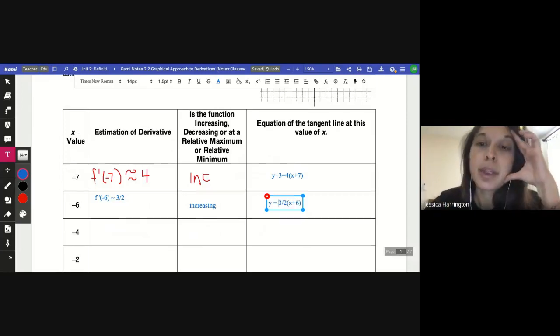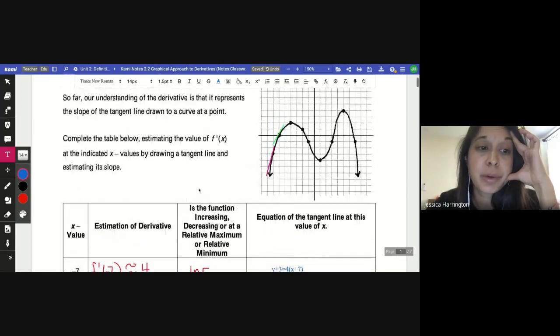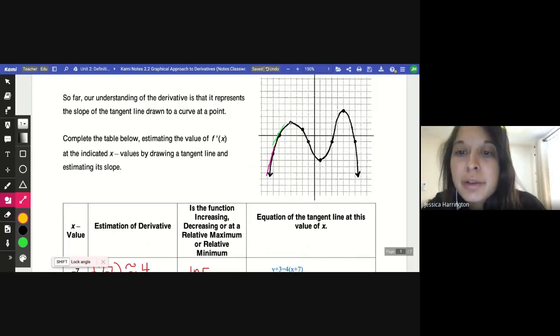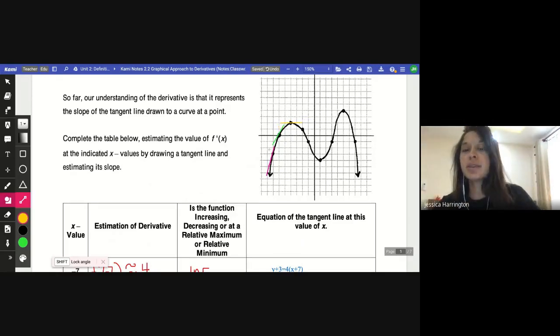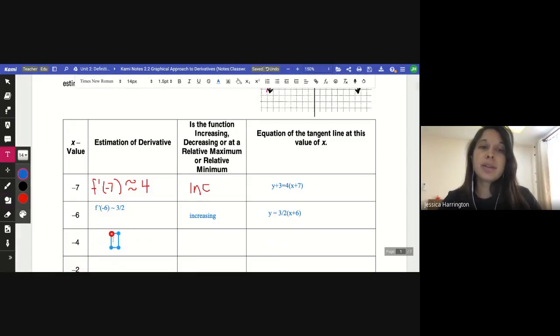Okay, let's skip around. We're going to do -4 because -4 is a good one. So I'm going to get my line tool back out. Let's do yellow this time. Here's x equals -4. What is the tangent line going to look like at x equals -4? It's going to look just like that. It's a horizontal line, right? It's flat. So who remembers what the slope of a horizontal line is? Hopefully everyone remembers. If the line is flat, then f prime of -4 equals 0 for sure.